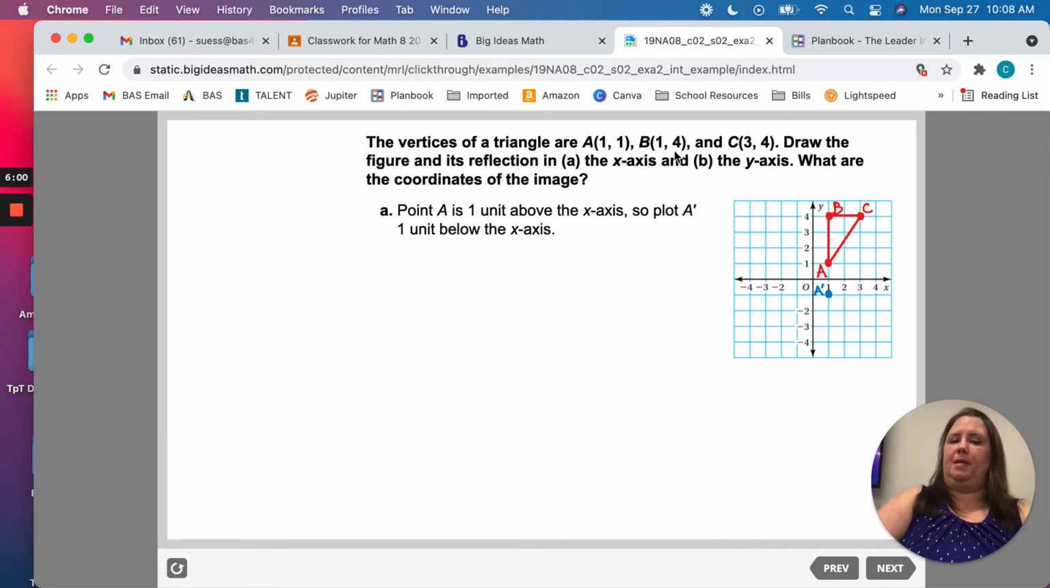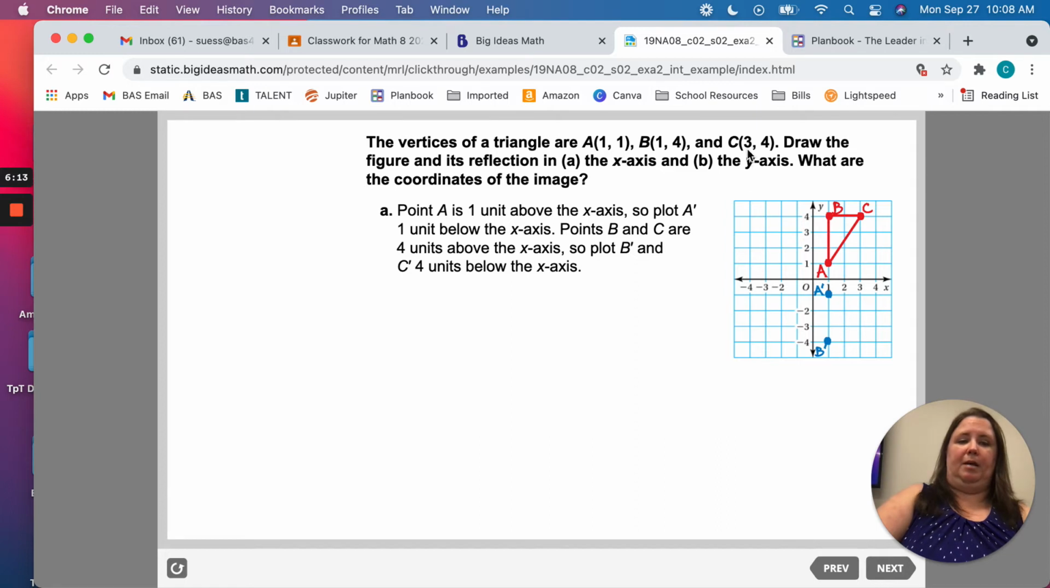Which one am I messing with? The Y. So I'm going to make the 4 what? Negative. So I'm going to go over 1, down 4. So right here would be my next point. Good so far? Okay, my last point. 3, what? 4. What's it going to be now? Negative 4. So I go over 3, down 4, put another point. Now I have my reflection across the x-axis.